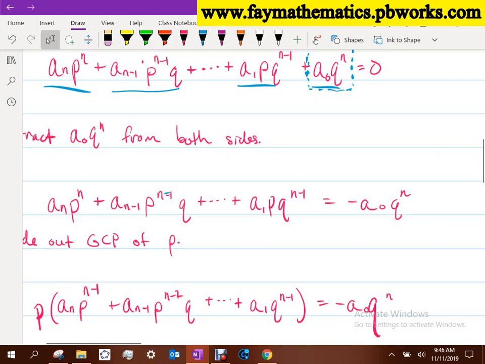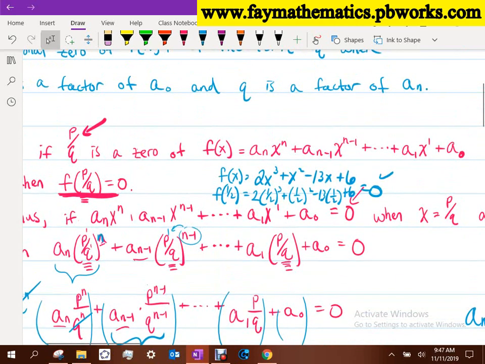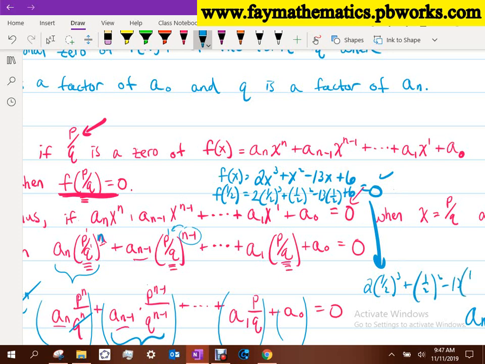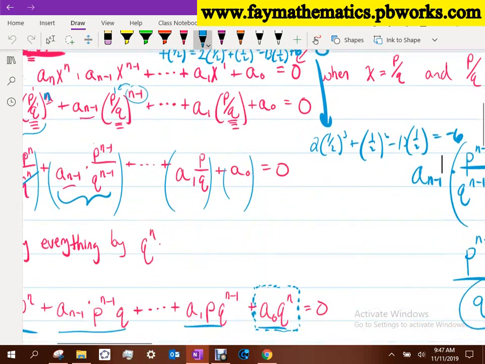Okay? So understand what we've got here, guys. We've got our polynomial evaluated at some value, some p over q. So far, all I've done is shown that 2 times (1/2) cubed plus (1/2) squared minus 13 times 1/2 is equal to, now remember I subtracted the constant over, so it's equal to -6. Does that make sense, everybody? That's all we've done so far in this proof, with the generic information.